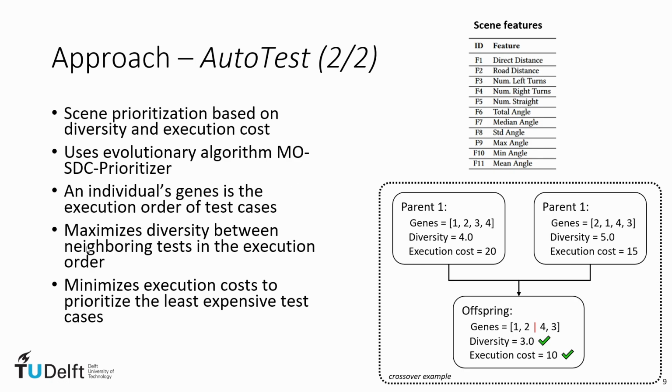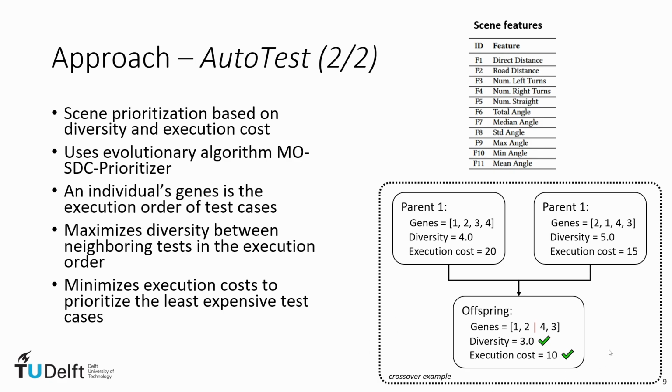And what the algorithm tries to do is to maximize diversity between neighboring tests in the execution order. So it will try to maximize diversity between the first and the second position in the order, for instance, and the second and the third, etc. And it will minimize the execution cost to prioritize the least expensive test cases. So it's desired to have less expensive, so less expensive to run test cases, at the front of the order.